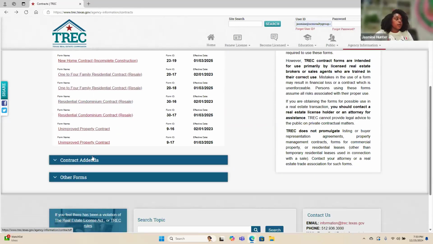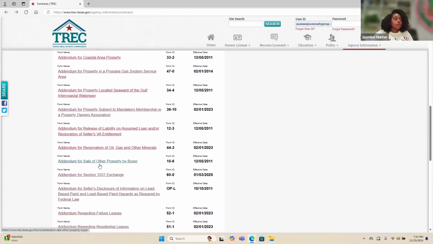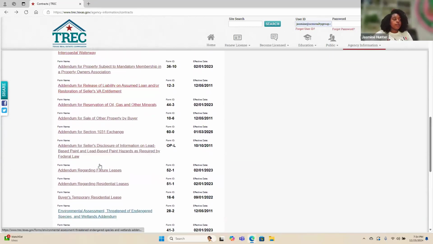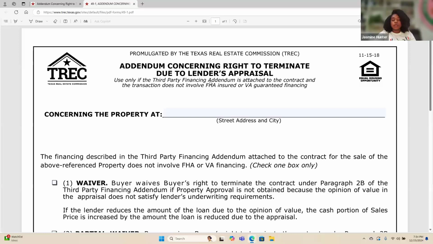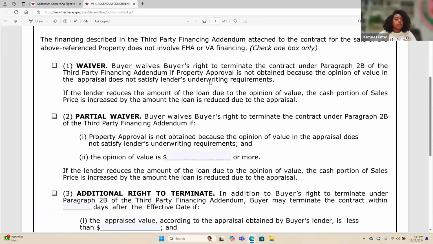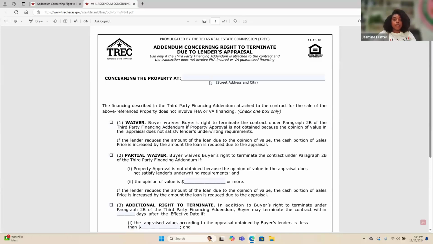We're going to go right down this list of the addenda. All of these, we're just going to run through pretty briefly, and I just want to make sure that we all understand what they're actually used for. The very first one is the addendum concerning the right to terminate due to a lender's appraisal. This gives you three options.